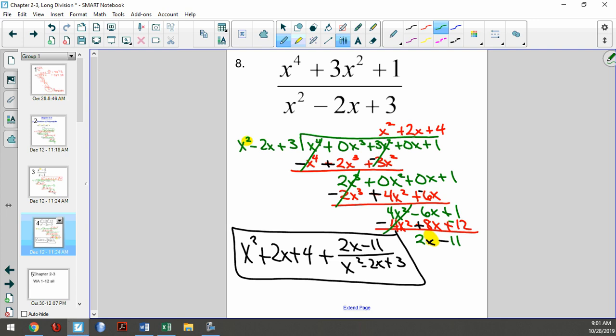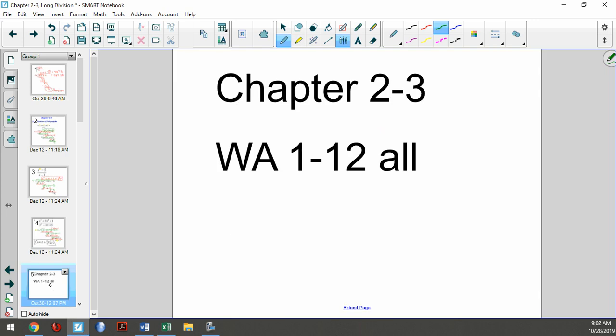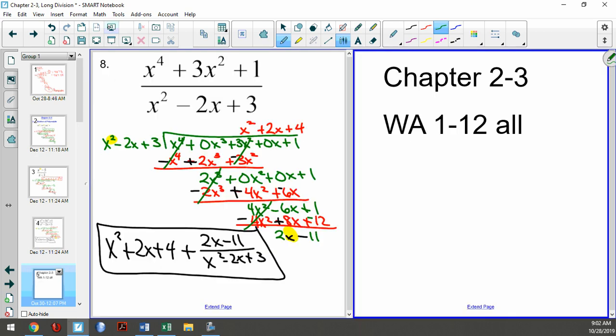That's how you do number 8 in tonight's homework. What is tonight's homework? It's in the book. 1 through 12 all. Yep. Does everybody have this homework? That is tonight's homework. Any questions? Excellent.